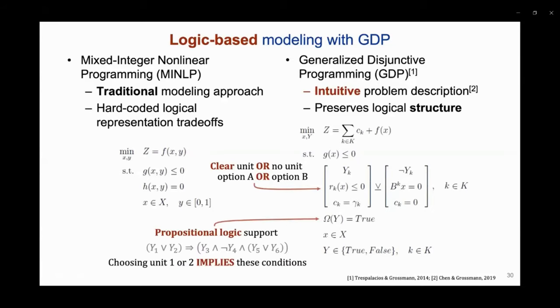Here, the Boolean variables that we introduce in the problem are true or false. We don't use zero, one, but Boolean variables. We can write down propositional logic statements. For example, we can say choosing one or two implies some of these conditions. We would say Y1 or Y2 implies that you do Y3 and you do not do Y4, and it's either 5 or 6. It's a really complex logic.